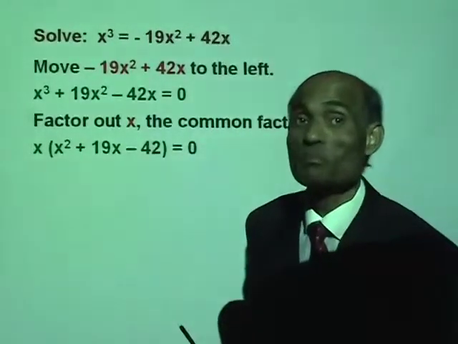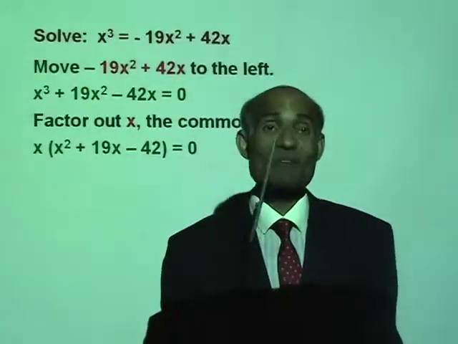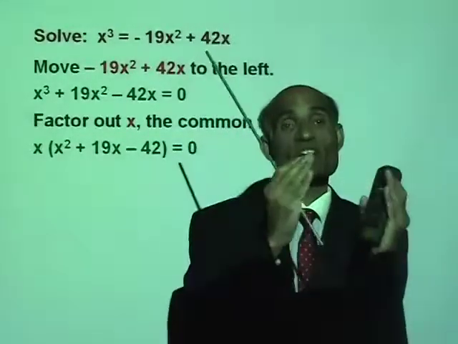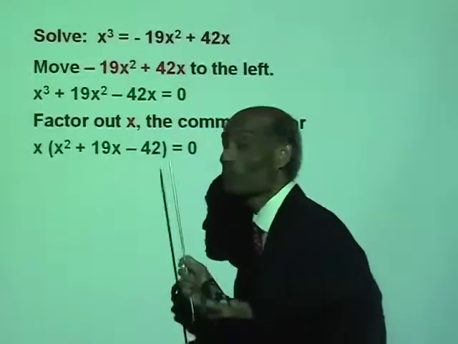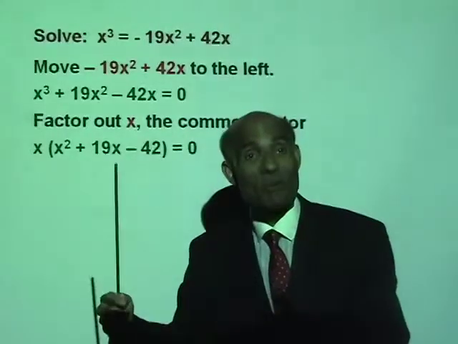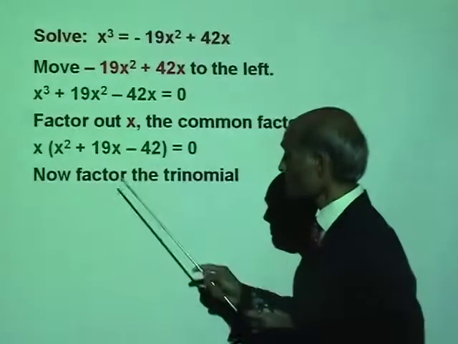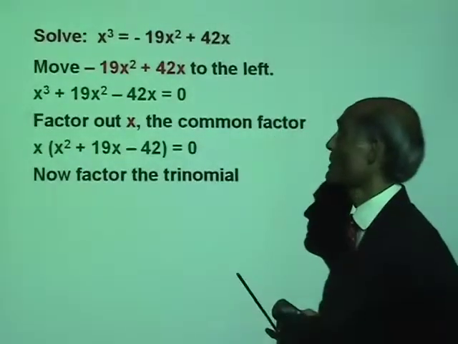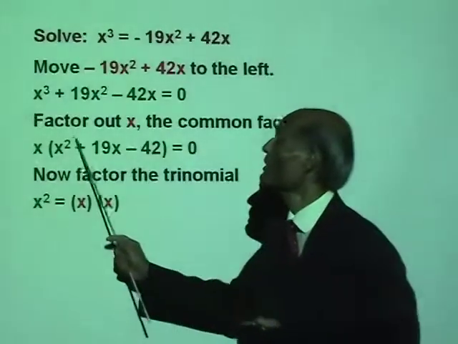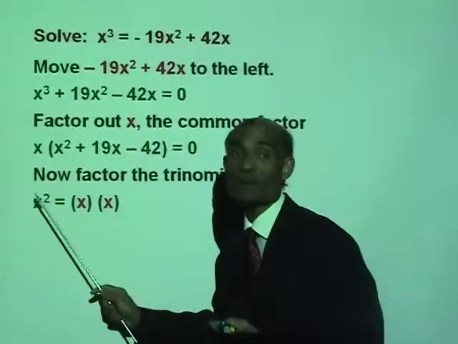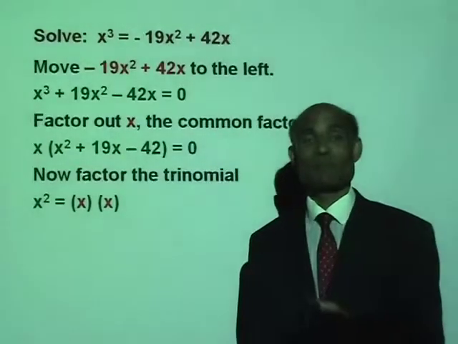Now, is the factoring complete? No. We have only done the first step in factoring, that is, we factored out the common factor. Now, what you see inside the parenthesis is a trinomial. We need to factor that. Now factor the trinomial. And how do you factor that trinomial? The first term is x squared. We factor x squared as x times x.